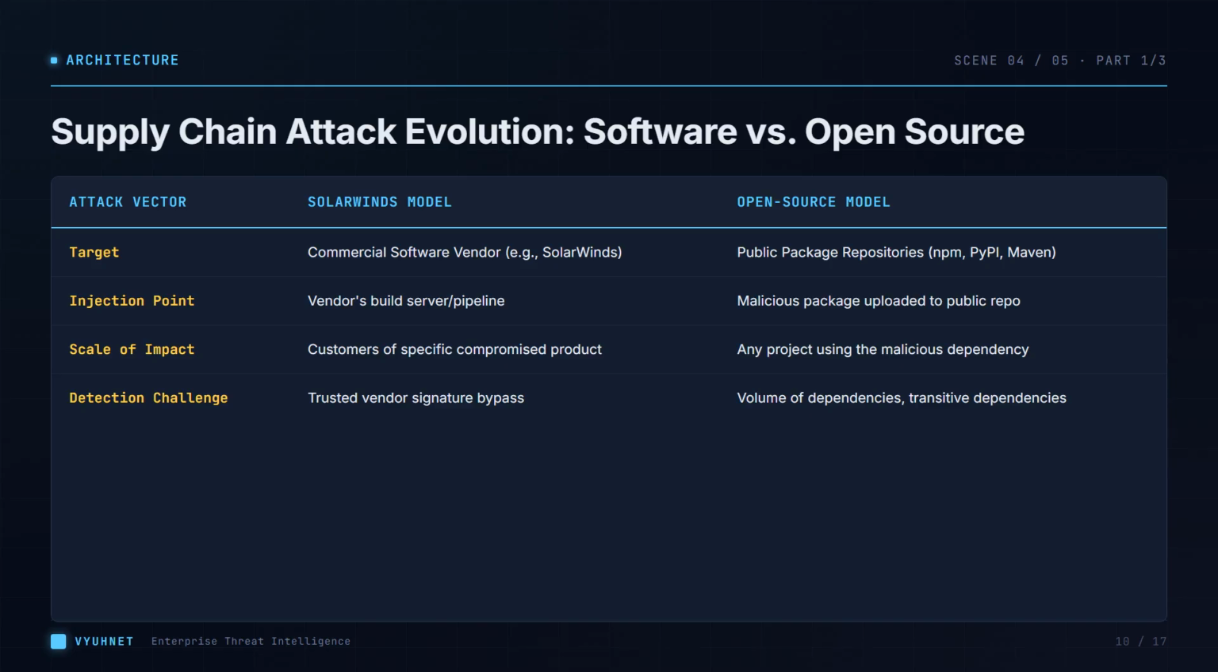In the SolarWinds model, attackers had to insert specific malicious code into a specific product. With open source, they can inject malicious packages that developers unknowingly pull into thousands of applications. This can be through typosquatting, where a malicious package mimics a popular one, or dependency confusion, where internal package names are exploited.